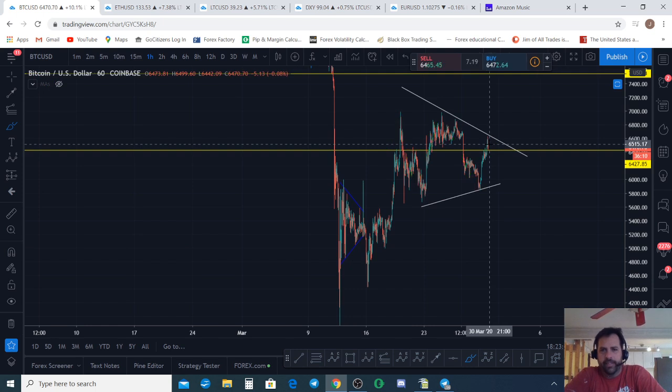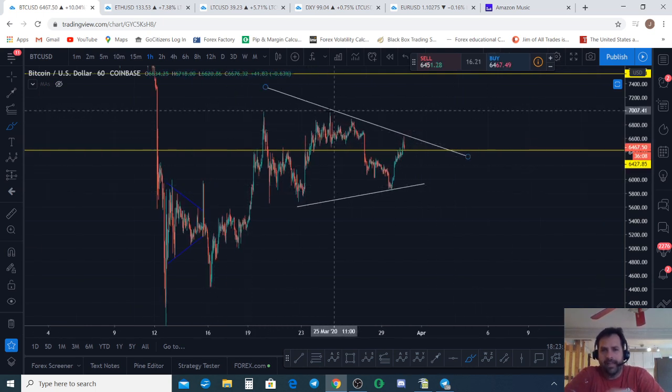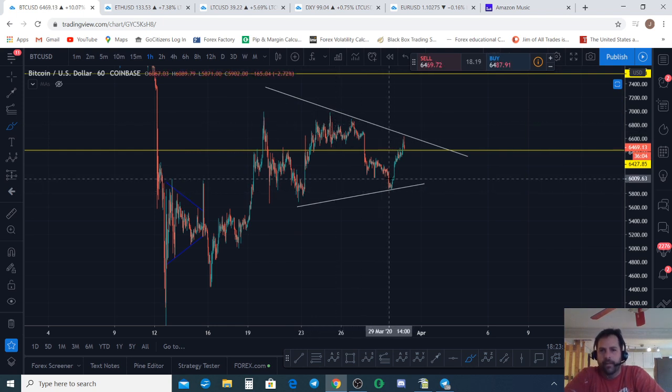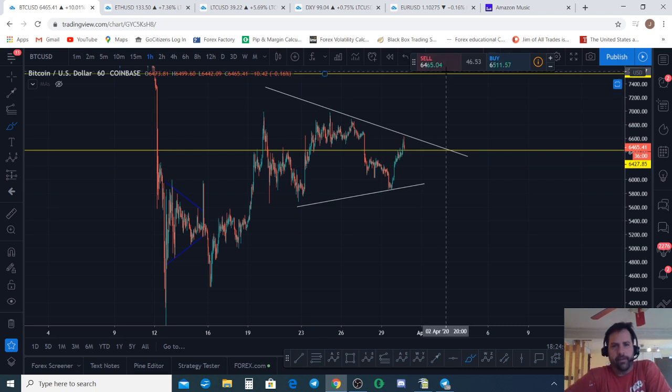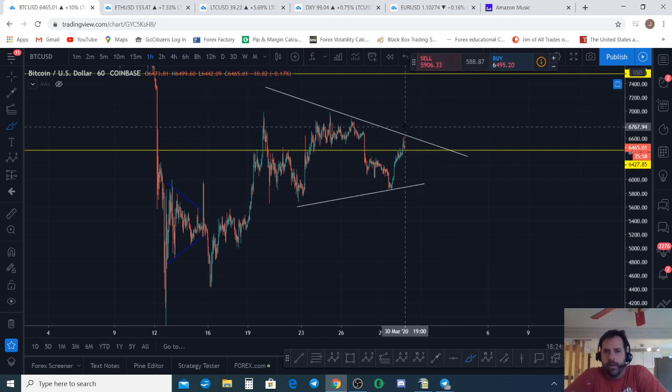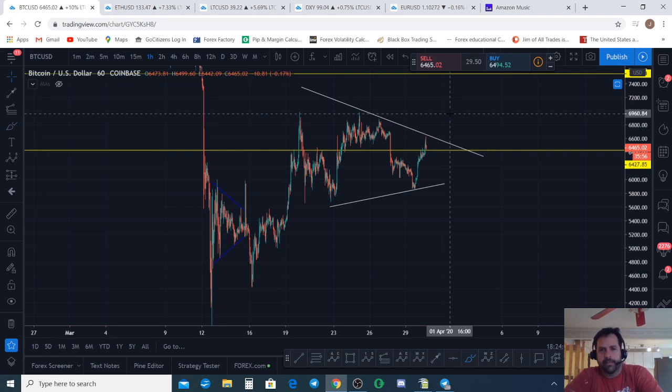Let me see if I can get that off the table there. So yeah, we just have a flat here. That's a 3, 3, and a 5, and then now we're getting the 1, 2 of the next wave to come up. So it could just be heading up from here. That's a possibility as well.